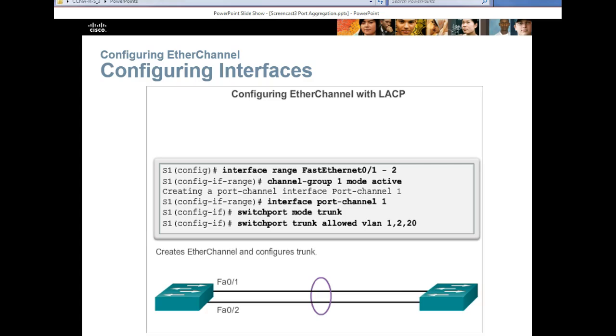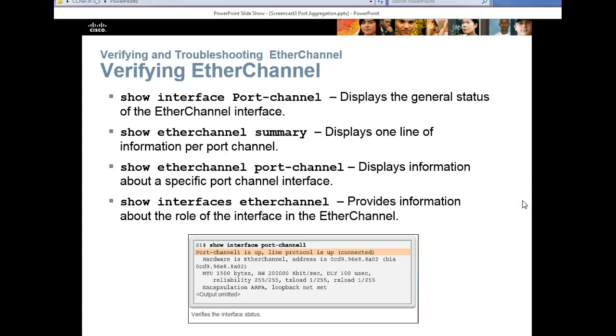We're not doing an individual interface, so we have to call it by name. So now we go into interface port channel 1, because that's what we named it, and we make it all a trunk, and then we allow a few VLANs on that trunk. And that's the basics of configuration. And then we have some show commands showing the port channel, showing the summary. If you have more than one port channel configured, that will show all of them. And it'll also say which interfaces are going.